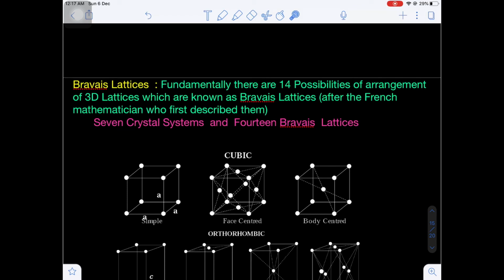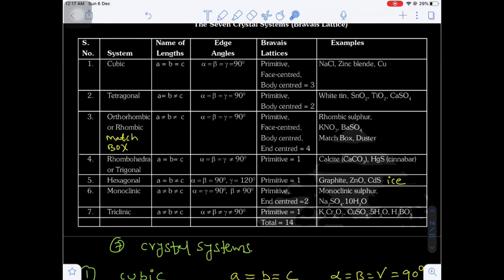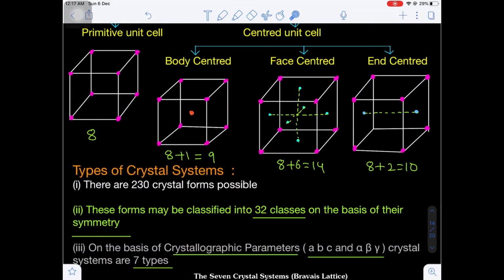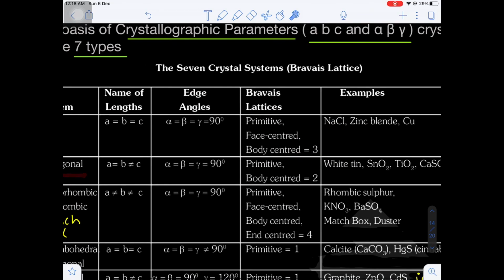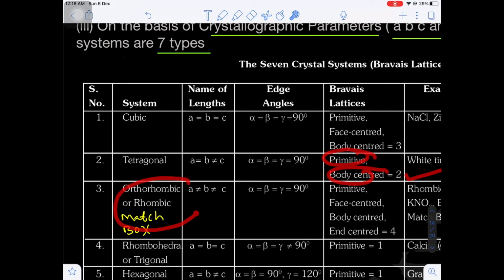Okay. So these Bravais lattices, total how many Bravais lattices will be present? 14 Bravais lattices. If you see in this table, the first system will be cubic system. In cubic system, there are three different types of Bravais lattices: primitive, face-centered, body-centered. Total 3 Bravais lattices. Tetragonal, we have 2 types of Bravais lattices. Number 1 primitive, number 2 body-centered. Total 2. Okay. Next, orthorhombic.